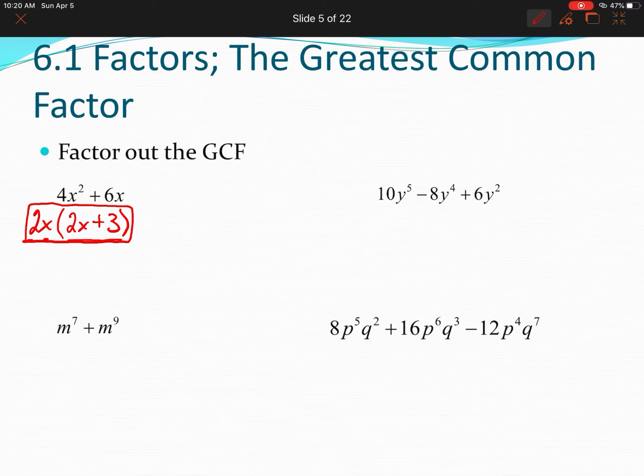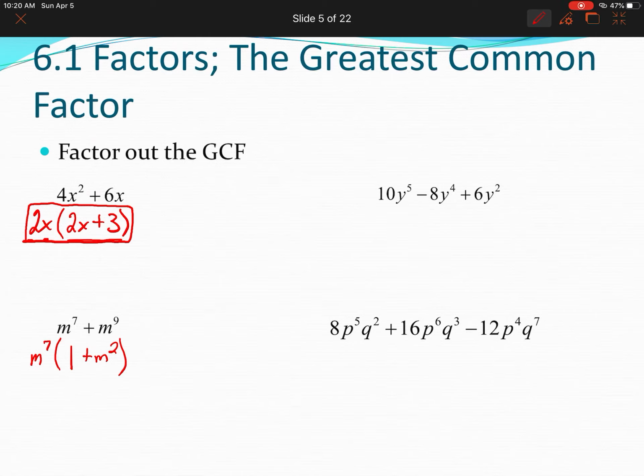We've got m to the 7th plus m to the 9th. Very similar situation here. We're going to factor out whatever those two terms have in common. You'll notice that they both have m to the 7th, right? When we factor that out, m to the 7th divided by m to the 7th is 1. If you do not put the 1, it's wrong. Got to have that 1. And then m to the 9th divided by m to the 7th is m squared.